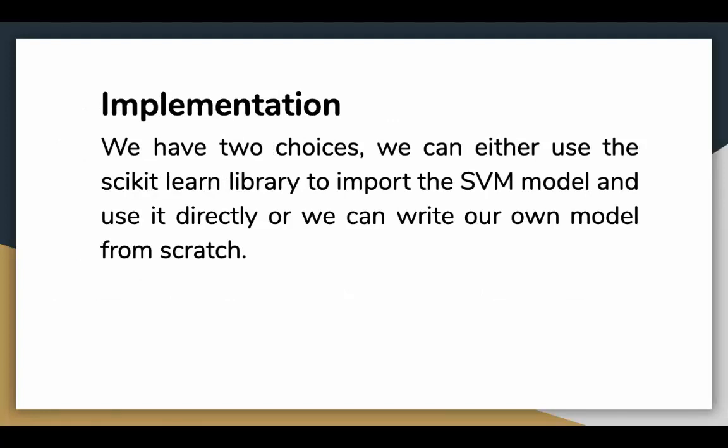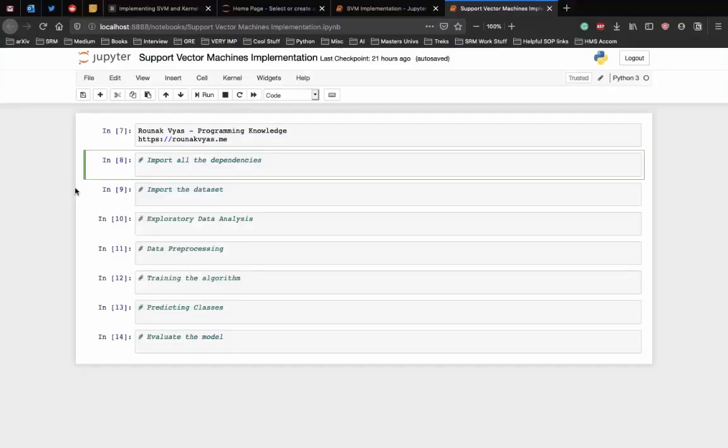We have two choices here. We can either use the Scikit-Learn library to import the SVM model and use it directly, or we can write our own model based on the equations above. A support vector machine is a type of supervised machine learning classification algorithm. SVMs were introduced initially in the 1960s and were later refined in 1990s. However, it is only now that they are becoming extremely popular, owing to their ability to achieve brilliant results. SVMs are implemented in a unique way when compared to other machine learning algorithms.